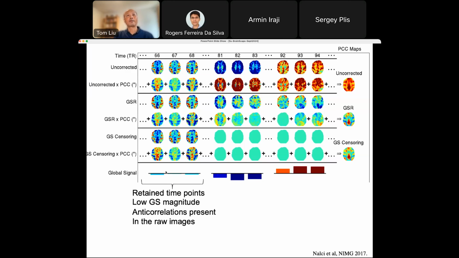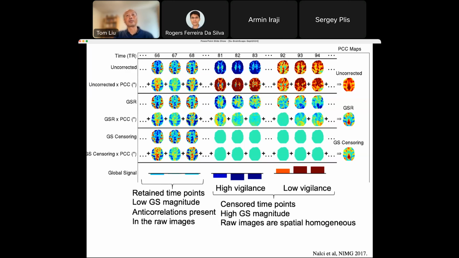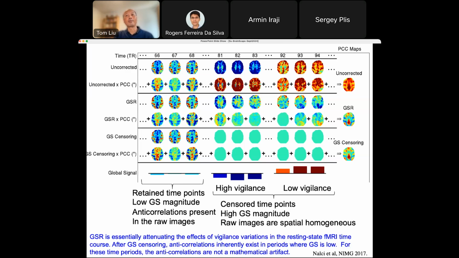And so if we just retain the points where the global signal magnitude is low, then we see anti-correlations. And essentially what we're doing is we're censoring out all those time points where the vigilance was going to either a high value or a low value. And so in a sense, when we're doing things like global signal regression or global signal censoring, essentially we are attenuating the effects of vigilance variations.